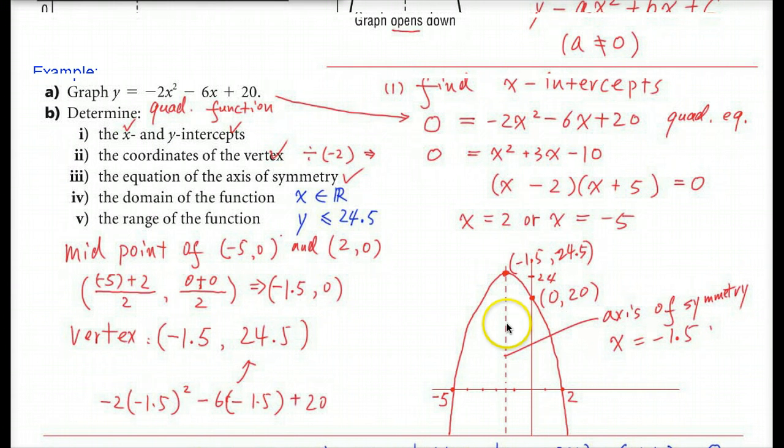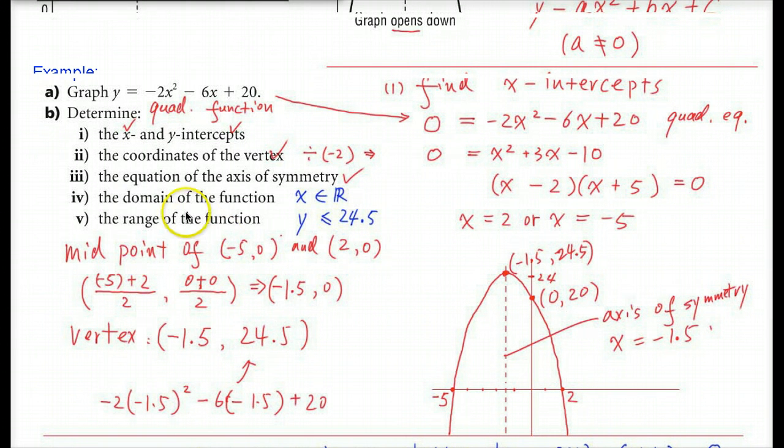So we drew this axis of symmetry, and then we figure out the vertex must be on this axis of symmetry. So we use -1.5, plug into the original function to find that y equals 24.5. Then we got the vertex, with coordinates -1.5 and 24.5. And to find the y-intercept, we can simply plug x equals 0 into the original function. So x equals 0, this is 0, and then we got 20 left. So (0, 20) is the y-intercept.